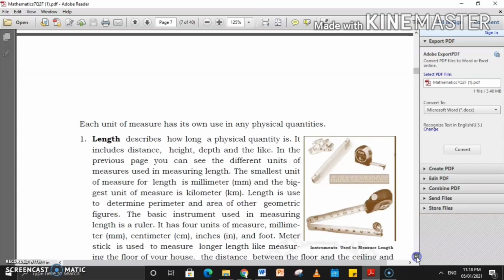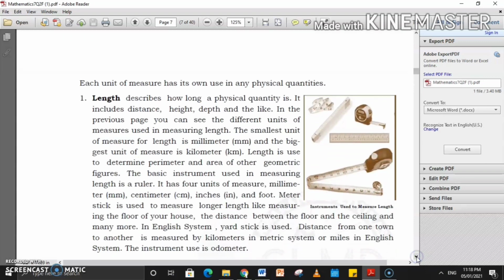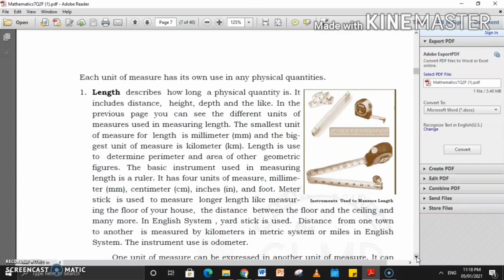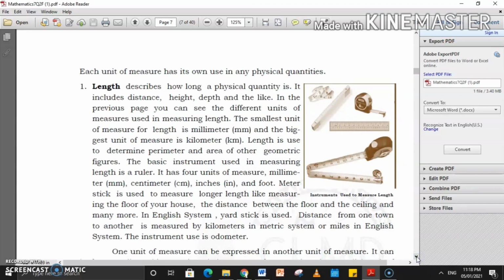Okay, doon muna tayo sa unang quantity which is the length. So, it describes how long a physical quantity is. So, it includes distance, height, depth, and the like. Tatandaan, the smallest unit of measure for length is millimeter, and the biggest unit of measure is kilometer. So, ginagamit ang length to determine the perimeter and area of other geometric figures.